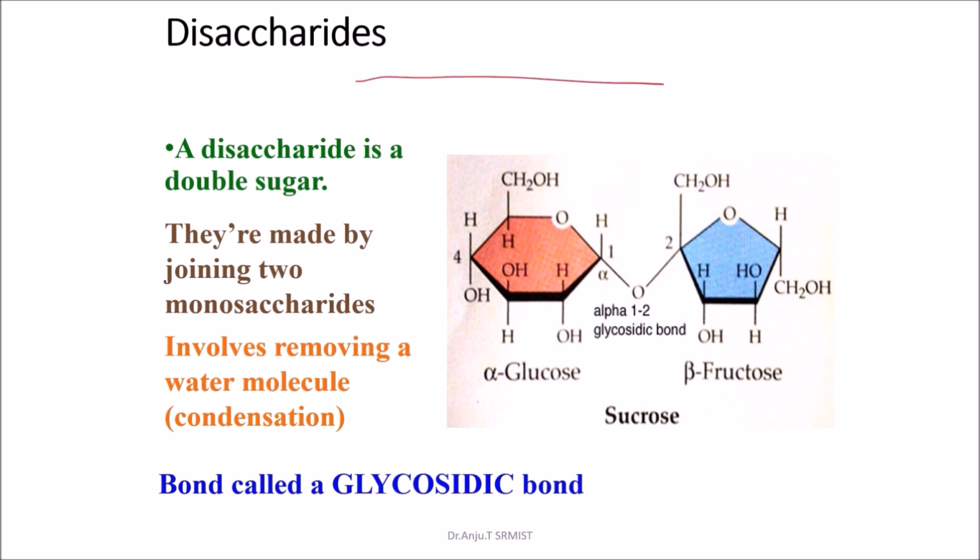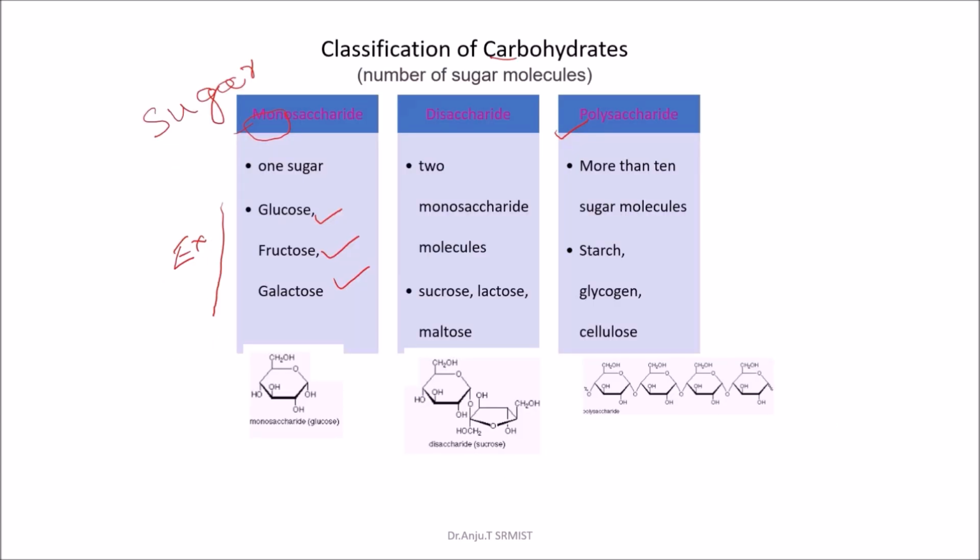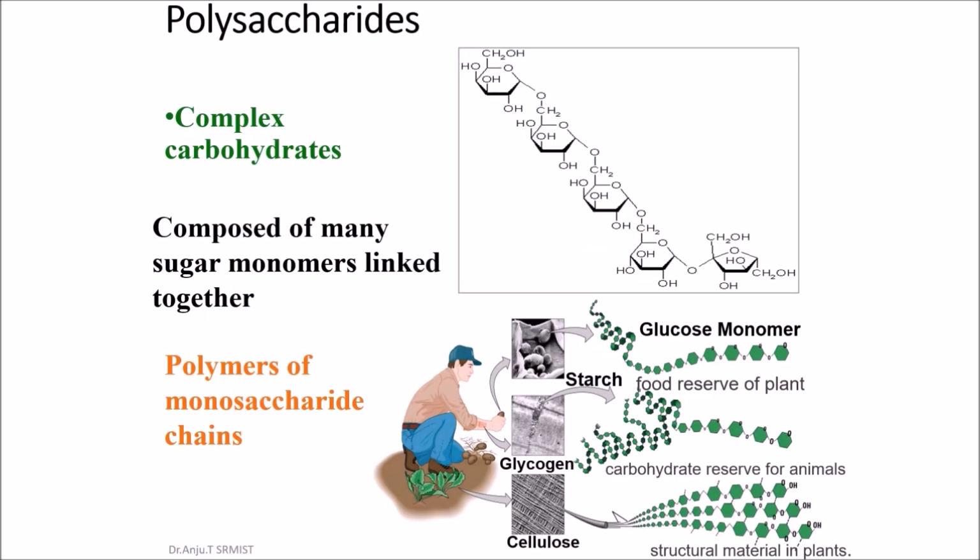Disaccharide, the next type of carbohydrate, is where two sugar molecules are linked together. So di means two sugar molecules linked together is called a disaccharide. Examples of disaccharides are sucrose, lactose and maltose. Polysaccharides are many sugar molecules linked together. They are complex carbohydrates. Examples of polysaccharides are starch, glycogen and cellulose.